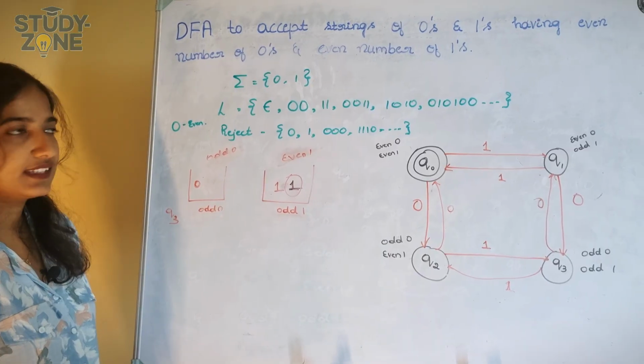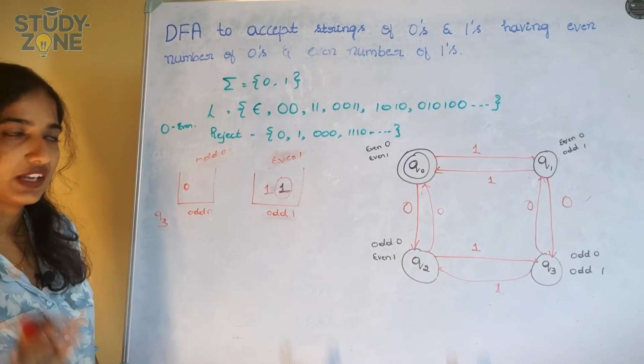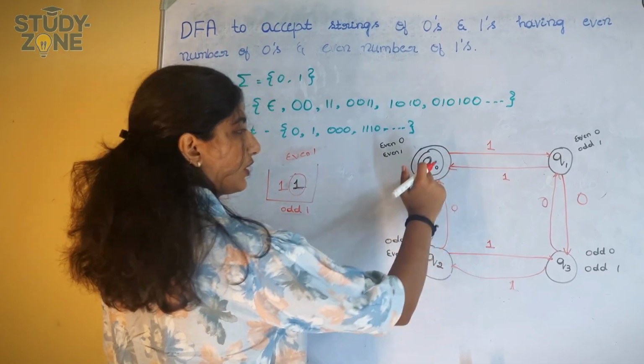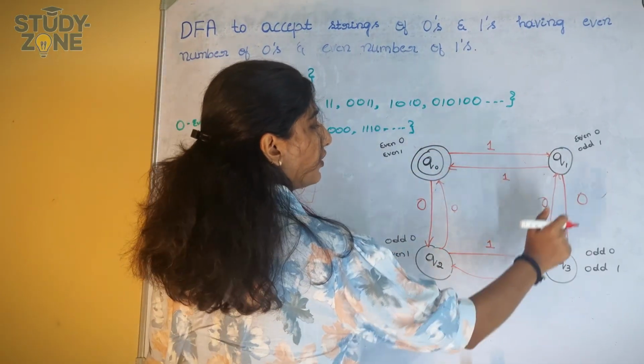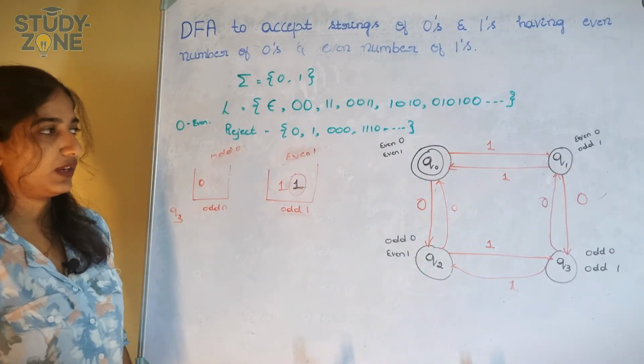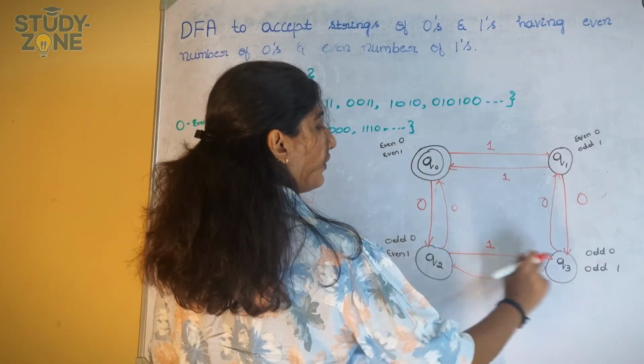Now just glance at the transition diagram. It is very simple: Q0 on 0, Q2 on 0, 1, 1, 0, 0, 1, 1. It is like this. It is very easy for you to remember: 1, 1, 0, 0, 1, 1, 0, 0.